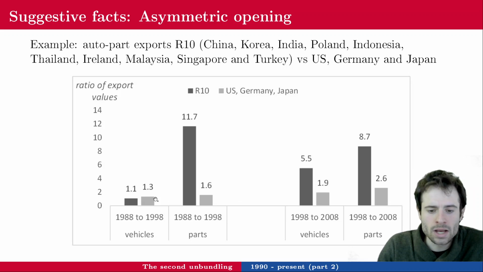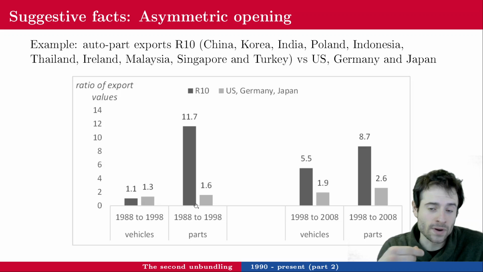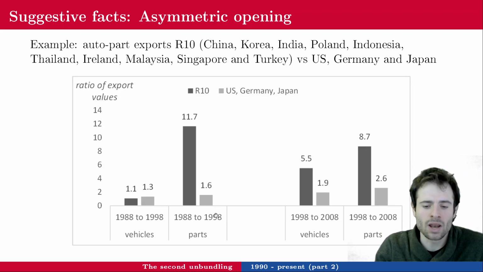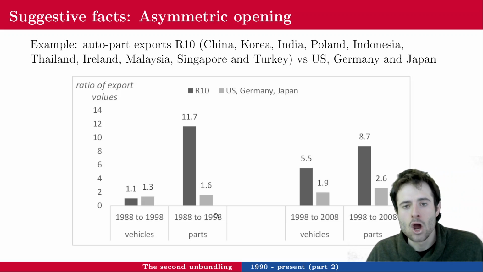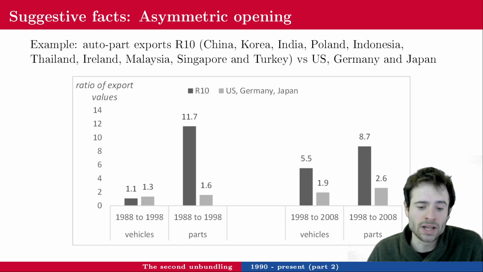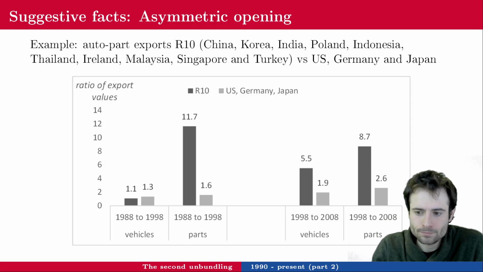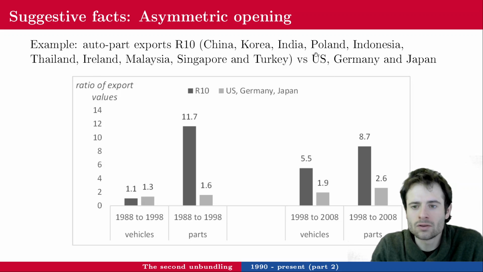Those shares are way higher. Those changes are way higher between 1988, right before 1990, so right before the second unbundling, and 1998, where the second unbundling is currently happening and has started already, so over 10 years. You can see that the change is higher for parts than it is for actual vehicles. And that's also a result of this fractionalized process. Parts are made in those R10 countries, but not the whole cars.